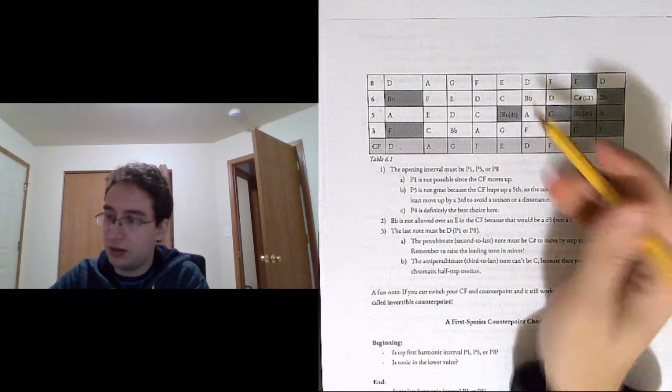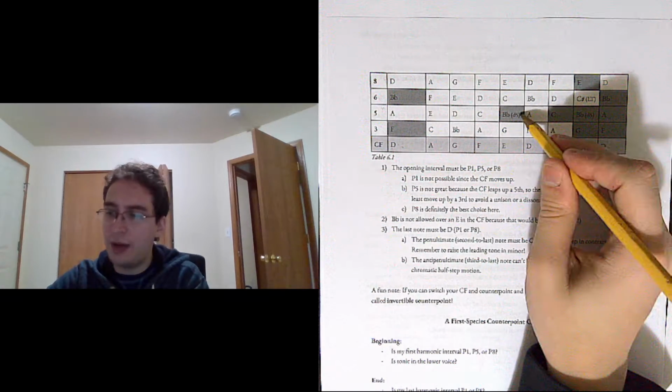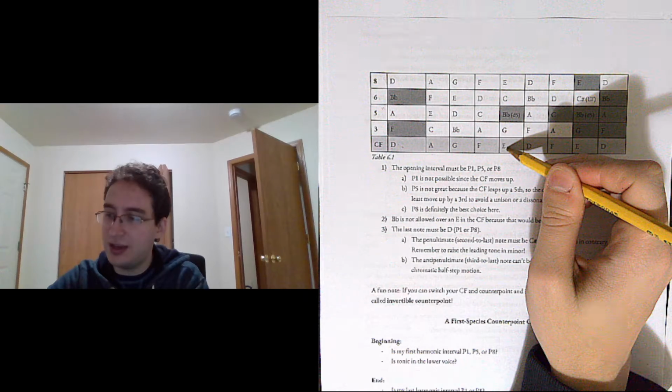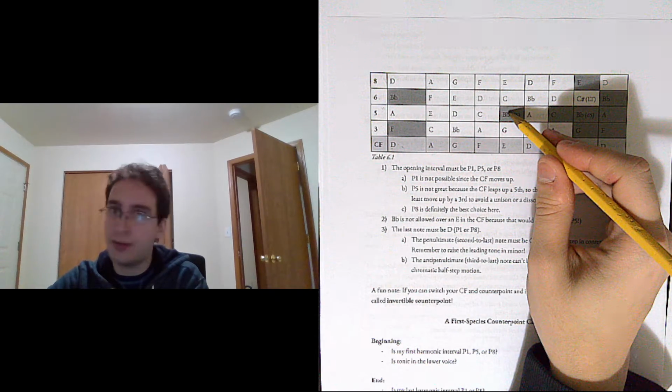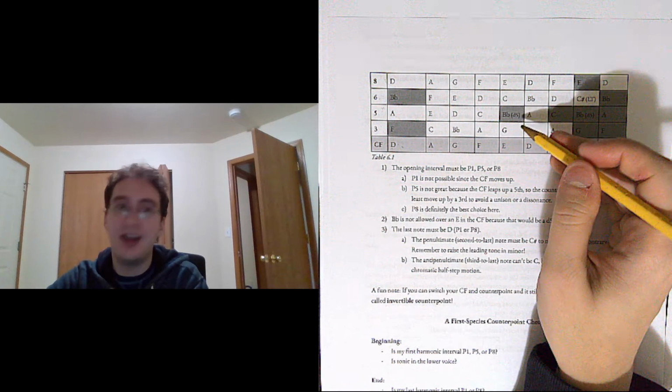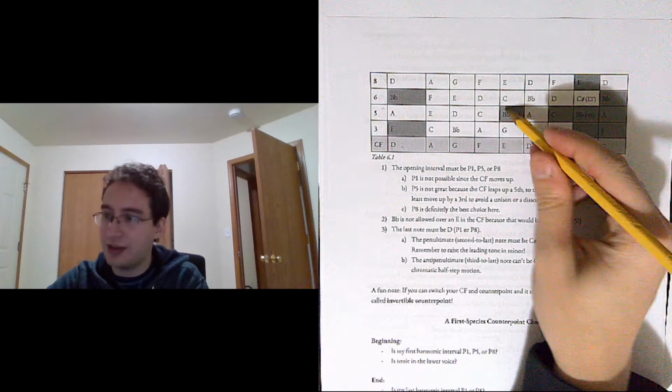Then we're in the middle. All of those are fine. I've grayed out this box because E to B flat is not a perfect fifth. That's a diminished fifth. That's a tritone. We're not allowed to use that right now. So I grayed it out.